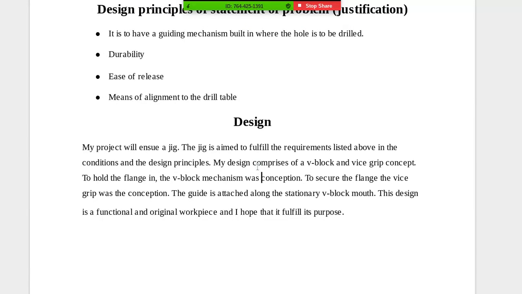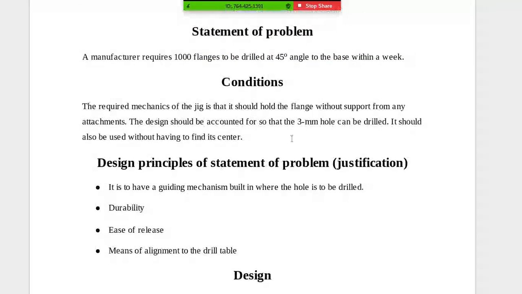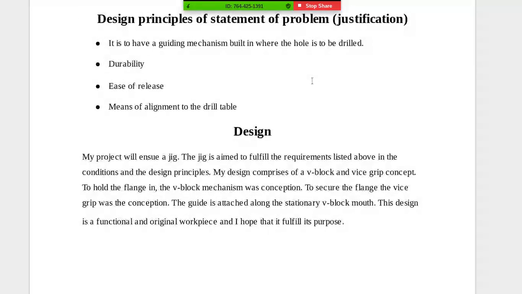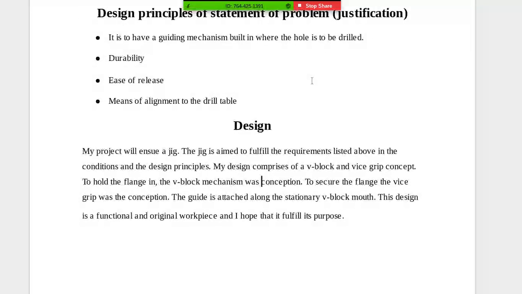But in other words, the jig is a flat surface, but the question didn't say it was to be flat. It said it to be at a 45-degree angle. So that means I had to modify what a jig would be, and that's where your ingenuity comes in. So it says, the jig is aimed to fulfill the requirements listed above.